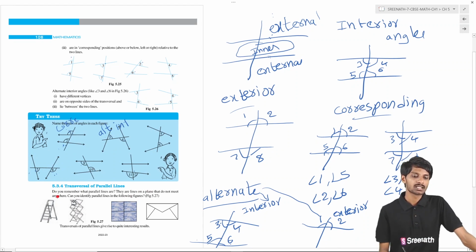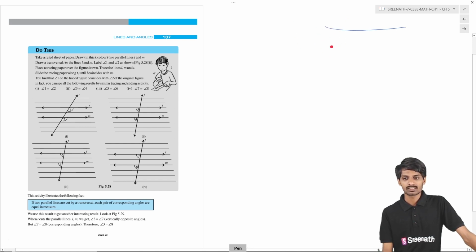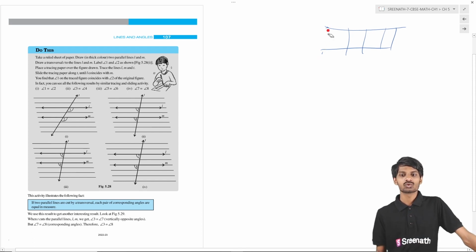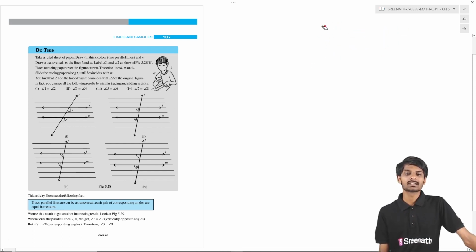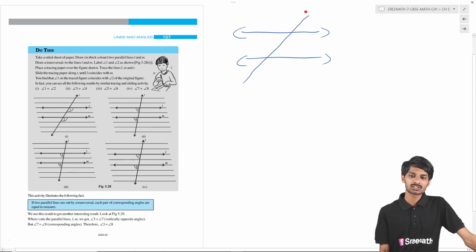Next thing is about a transversal of parallel lines. We know what parallel lines are. These are parallel lines, like a railway track, no, students. So these two lines are parallel lines. The lines which do not meet or intersect at any point are called parallel lines. Now if you take parallel lines and draw a transversal to them, what are the angles in this case? We know the angles are similar, this.